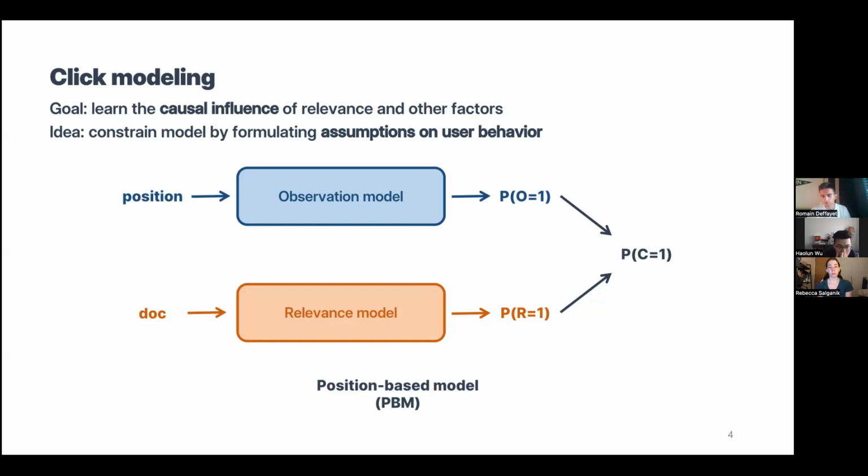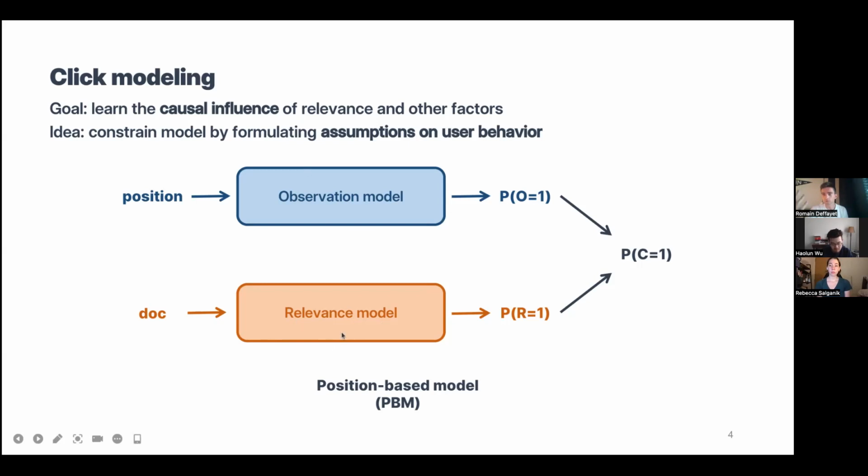So this is the example of the PBM, the position-based model. It's probably the simplest one out there, I think. And basically it states that to be clicked, a document should be first observed by the user, and then the user must find it relevant. And only then it can be clicked. So you end up with these two branches, the observation branch and the relevance branch.